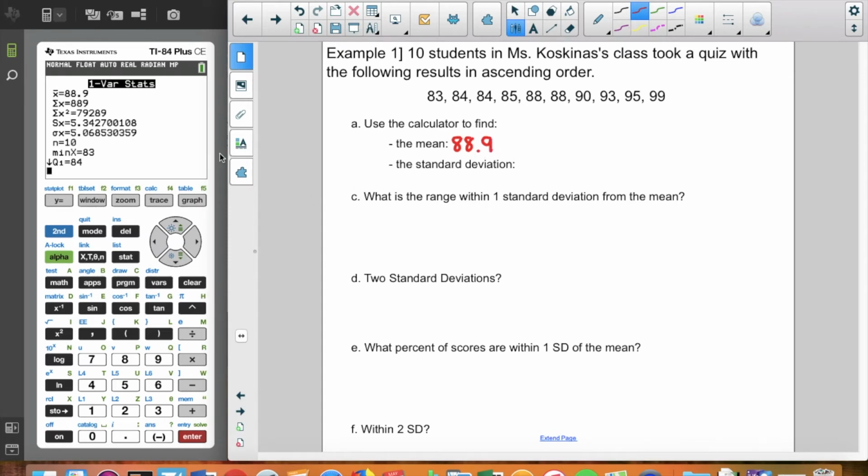Our standard deviation, so again, for the sake of this class, we're only using the population standard deviation, is the sigma. So we're going to round it to the nearest hundredth. So it is 5.07 when it is rounded. So 5.